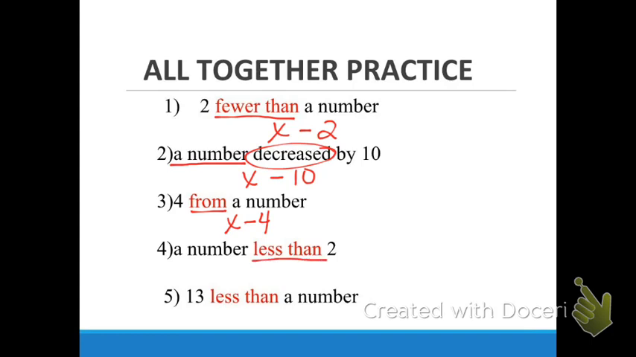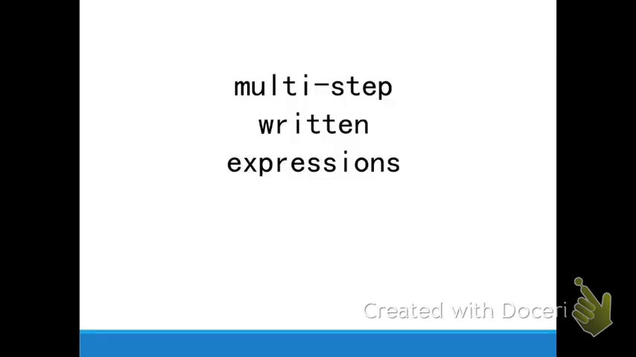Number 4, turnaround words? Less than. Very good. So what comes first? 2. Less than means subtract. And then what comes at the end? X. Very good. How about the last one? Turnaround words? Less than. Good. So a number comes first. That's X minus 13.